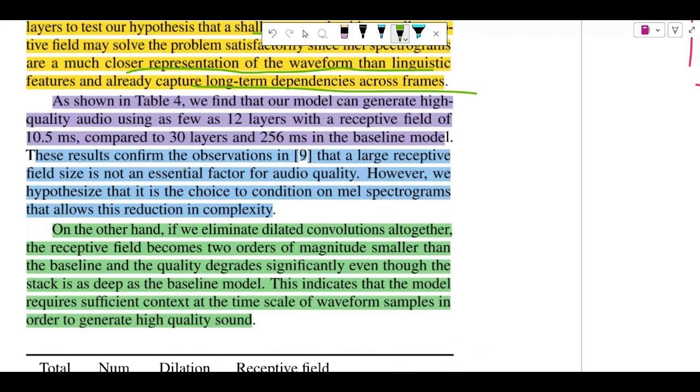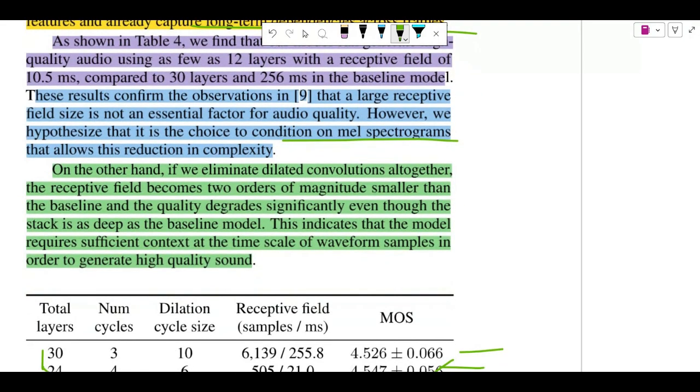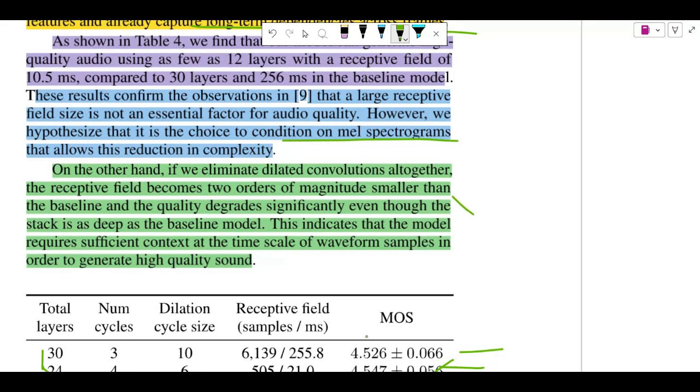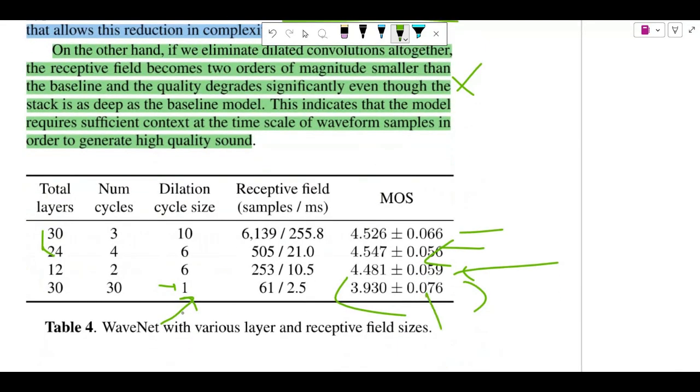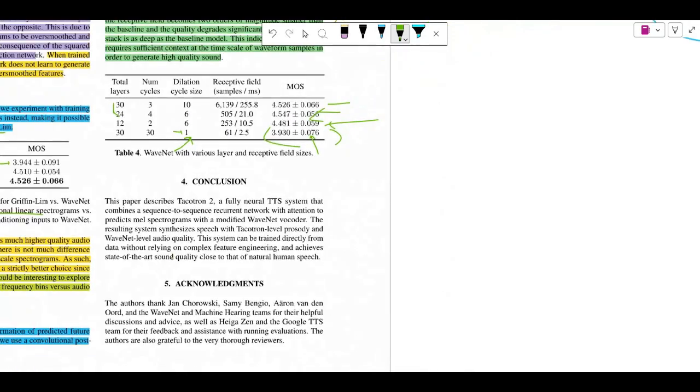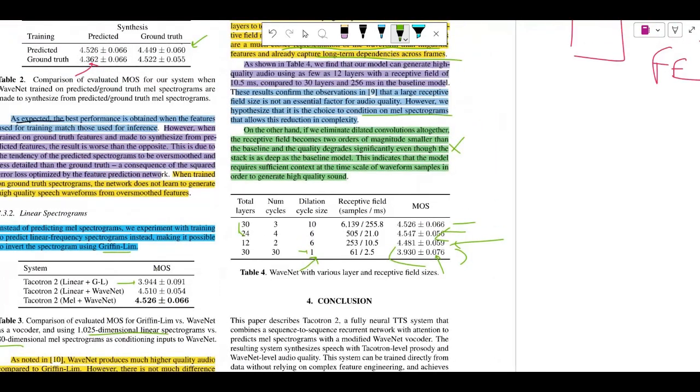They say that a large receptive field is not an essential factor for audio quality. However, we hypothesize that this is due to the mel spectrograms. Basically, the mels allow them to reduce the receptive field a lot because they are a much better compact representation. But you can't totally get away with it unless you want such a score. So overall, that was the paper. That was the Tacotron 2 paper.